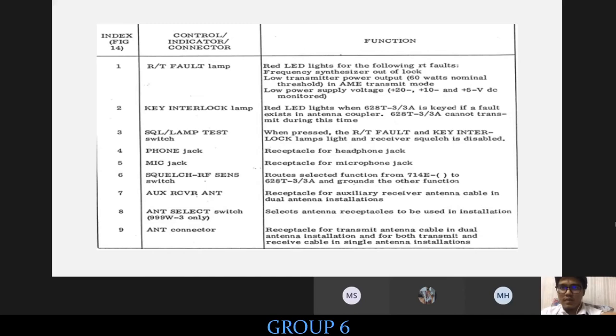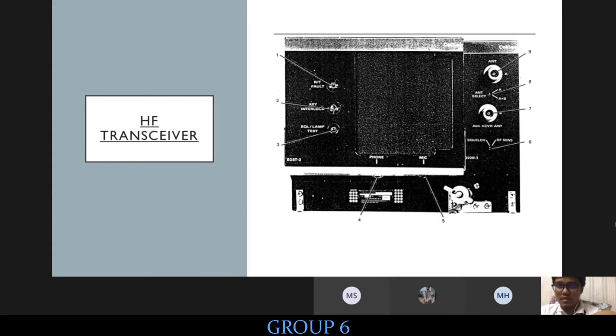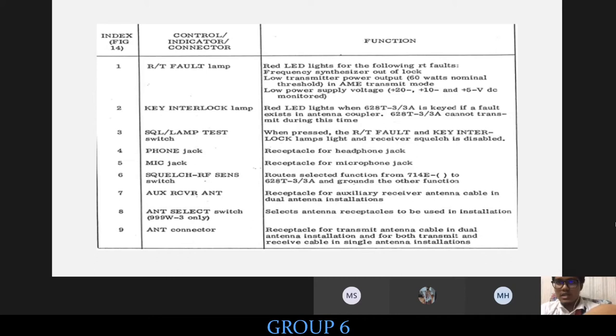Next, number two, in the middle left side, is a red LED that lights when 6280-3/3A is keyed if a fault exists in the antenna coupler. 6280-3/3A cannot transmit during this time. Number three, in the bottom left, when pressed, the RT fault and key interlock lamps light and the receiver squelch is disabled. Number four is the phone jack.